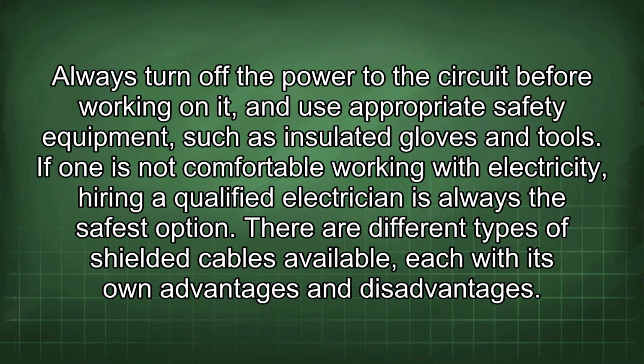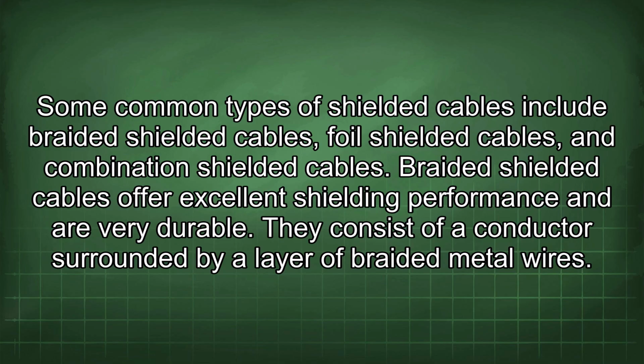There are different types of shielded cables available, each with its own advantages and disadvantages. Some common types of shielded cables include braided shielded cables, foil shielded cables, and combination shielded cables. Braided shielded cables offer excellent shielding performance and are very durable. They consist of a conductor surrounded by a layer of braided metal wires.